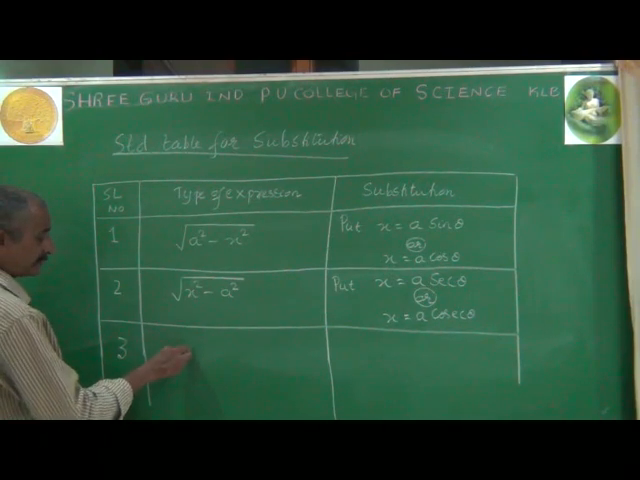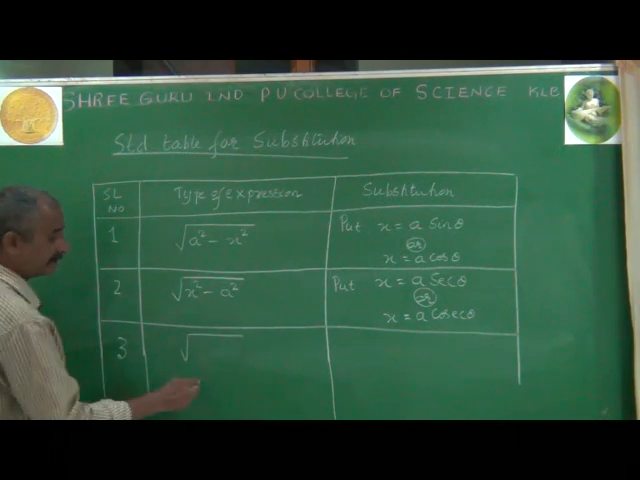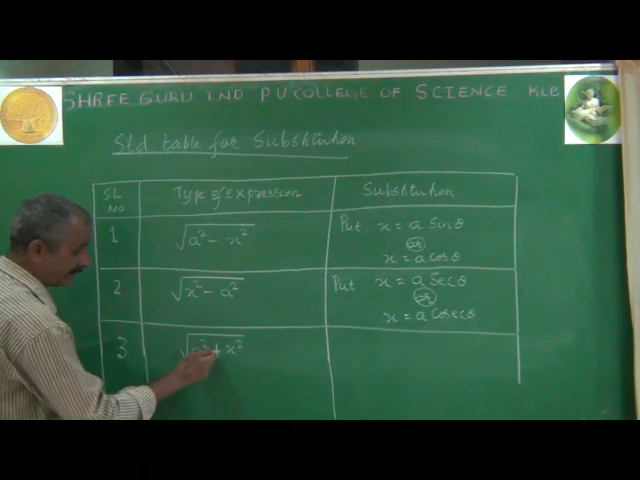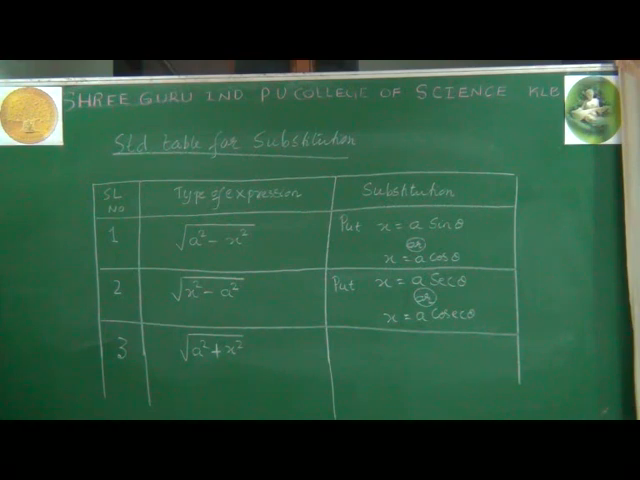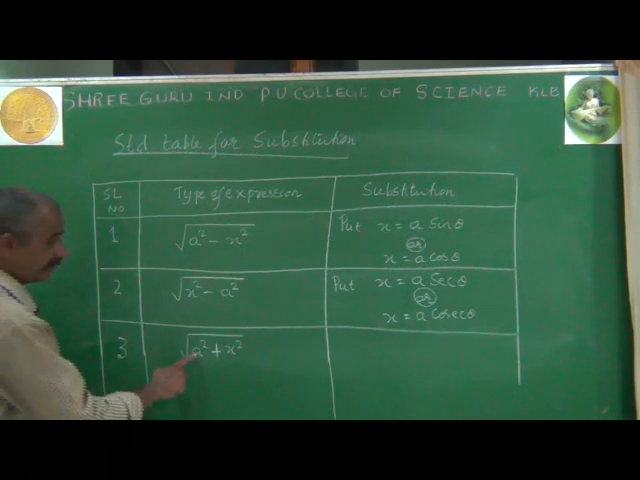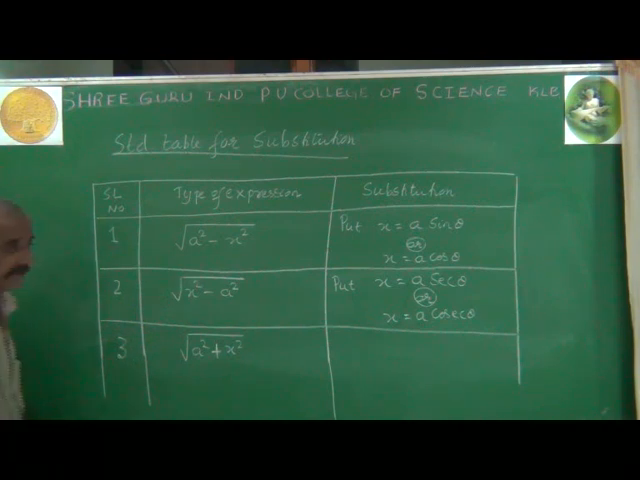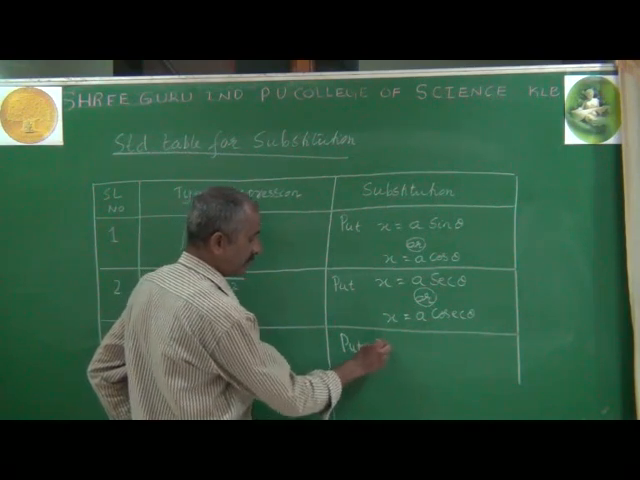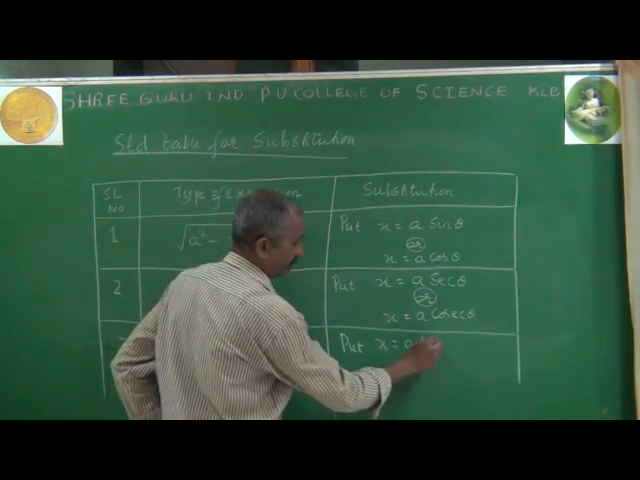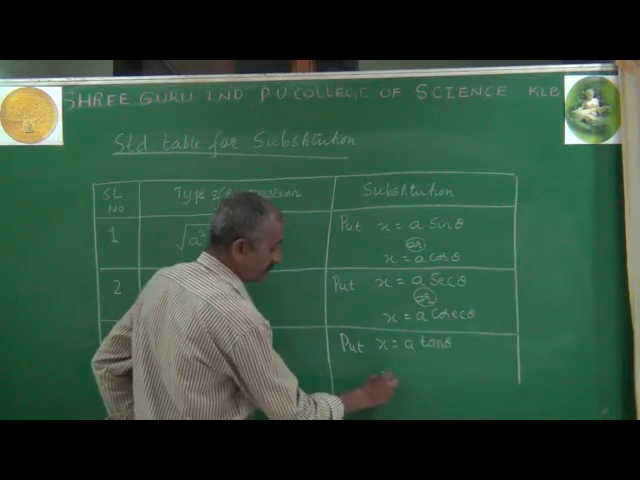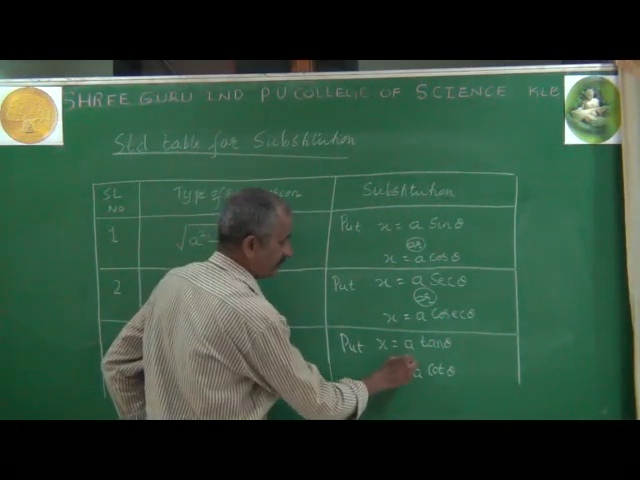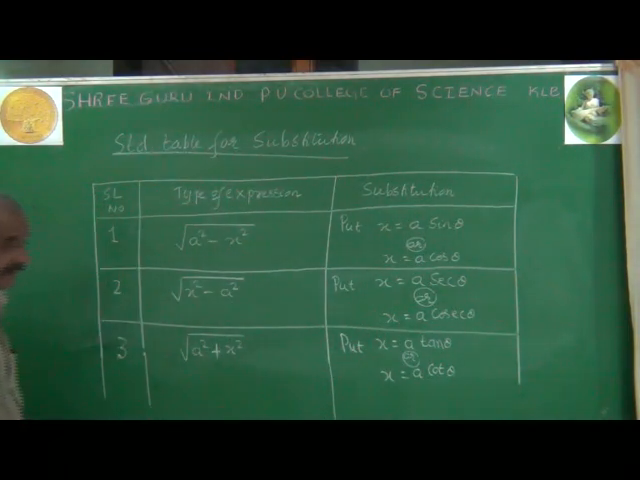Third one. When our inverse trigonometrical function contains an expression like root of a square plus x square, keep in mind that a square plus x square is the same as x square plus a square. It may be a square plus x square or x square plus a square. For this kind of case, we have to put the substitution x equal to a tan theta, or you can even put x equal to a cot theta, depending on the nature of the problem. Most of the time it is x equal to a tan theta, and sometimes you will take x equal to a cot theta also.